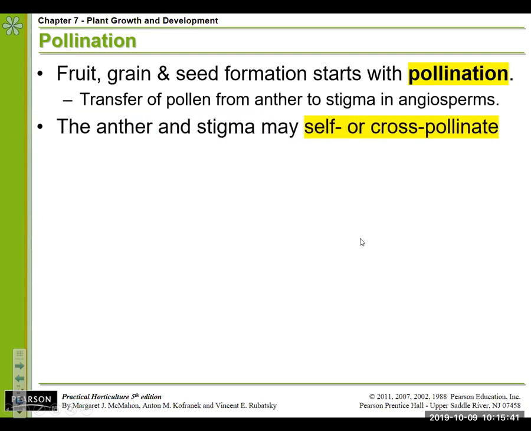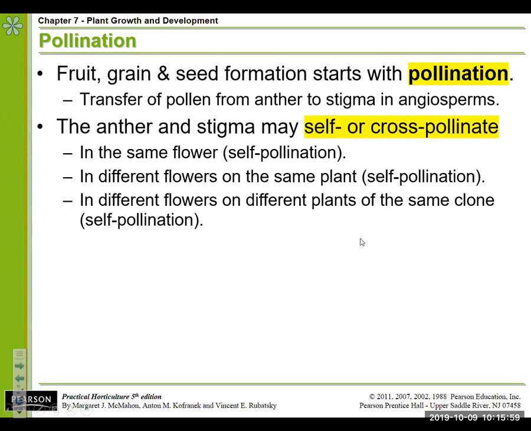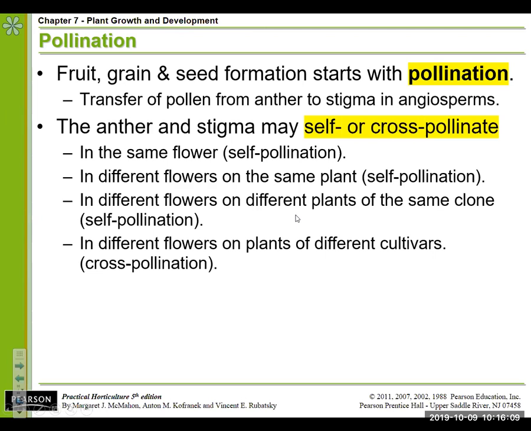And the anther and stigma may self or cross-pollinate. If it's in the same flower, then that's self-pollination, but it could be in different flowers on the same plant, which is still self-pollination because it's the same genetics. It could be different flowers on different plants of a clone, one that we've asexually propagated, that's still self-pollination. Or it can be in different flowers on plants of different cultivated varieties, which is cross-pollination. Big difference here is different genetics coming in.